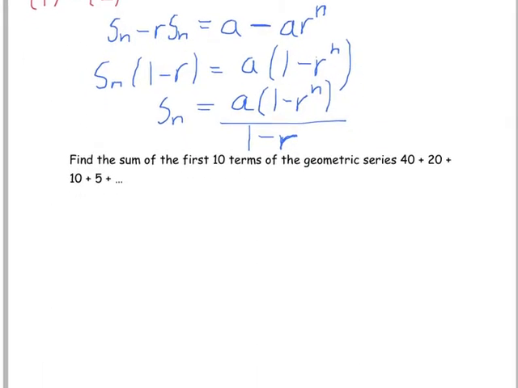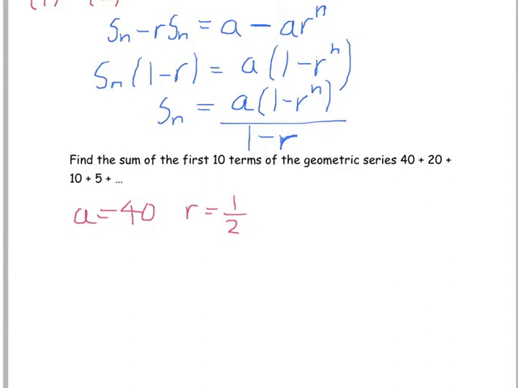Let's apply this rule now to a couple of examples. The first one: we want to find the sum of the first 10 terms of the geometric series 40, 20, 10, 5. Like with all geometric series questions, we want to first identify the first term, which is a, and the common ratio r. So the first term is 40, and what do you times 40 by to get to 20? Well, that is the value a half.